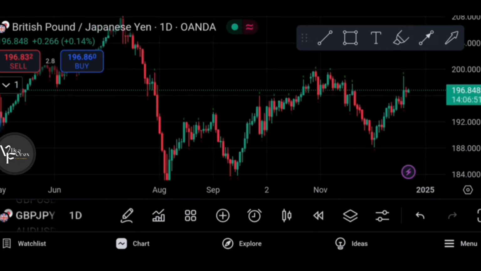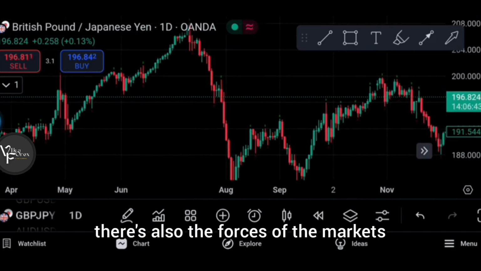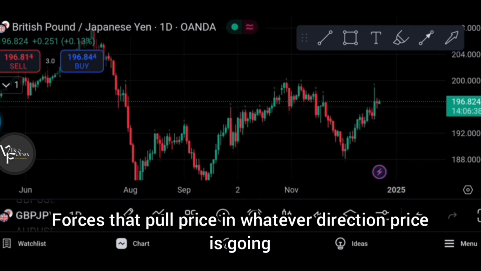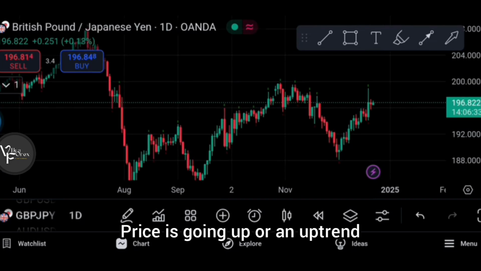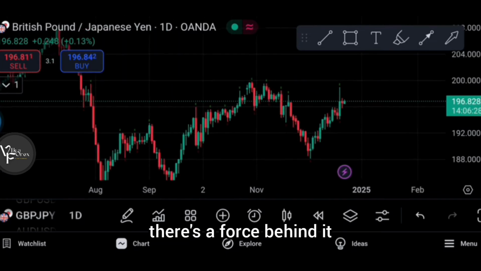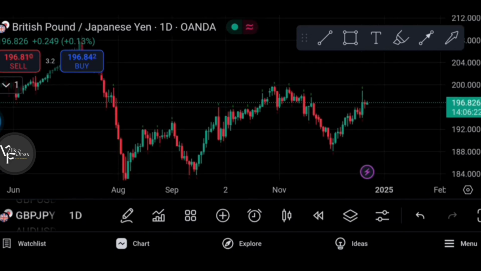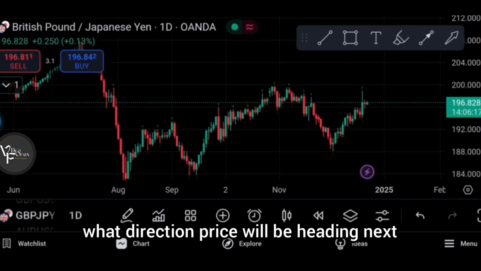You understand? Just as in nature, there are forces of gravity and forces of magnetism, there are also forces of the market, forces that pull price in whatever direction it is going. Price is going up in an uptrend, there's a force behind it. Price is coming down in a downtrend, there is a force behind it, and it's our job as traders to analyze the market and then make conclusive decisions on what direction price will be heading next.